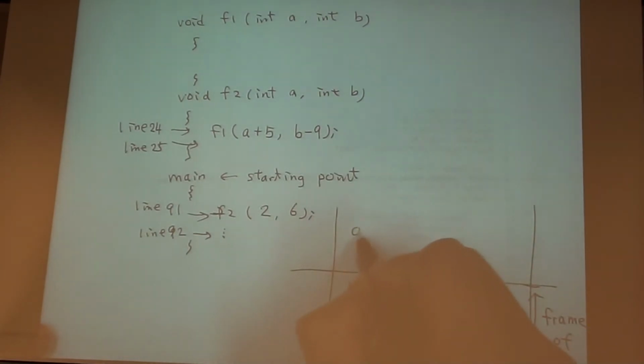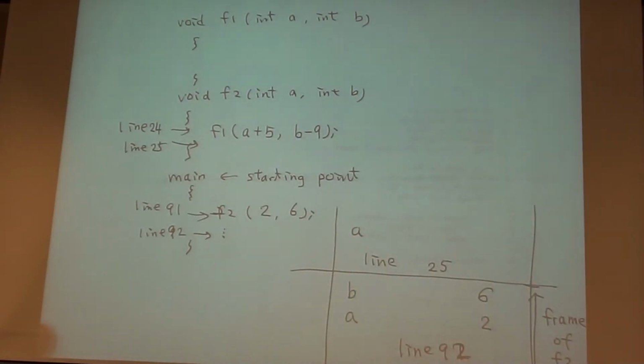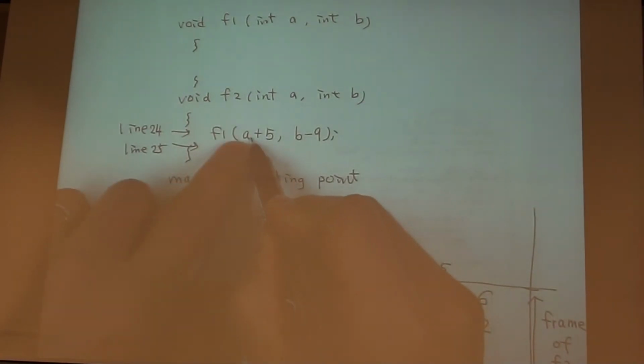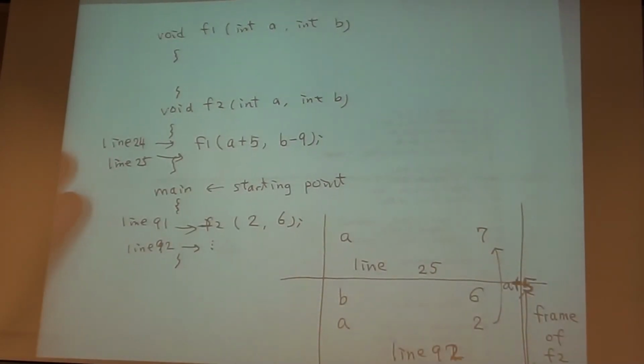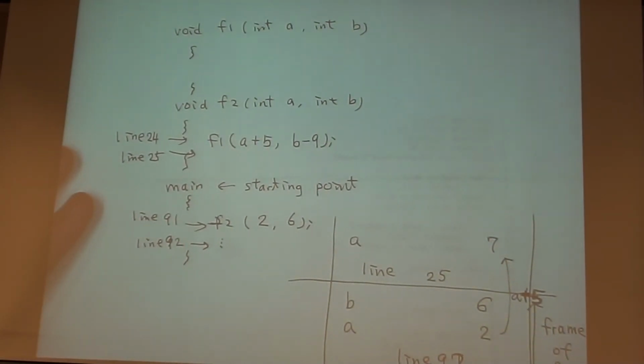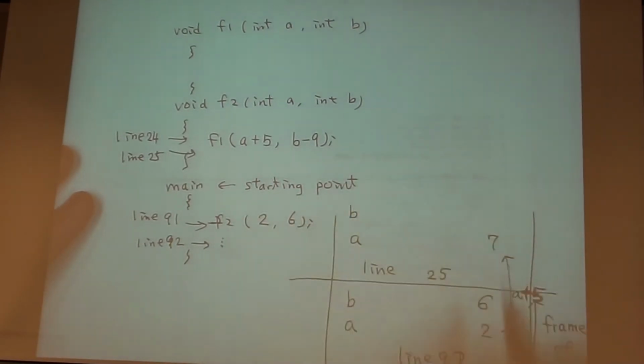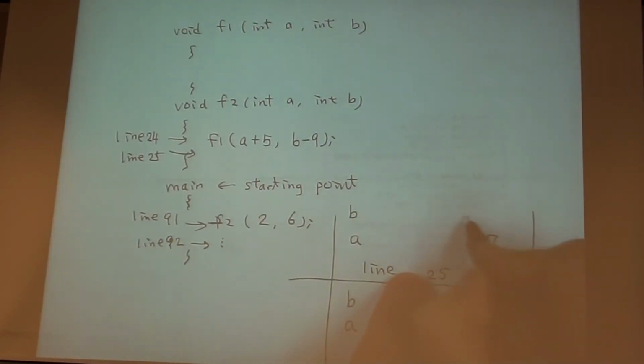Then I have an argument A plus 5. How do you get that? A currently is 2, plus 5 will be 7. This will be 7. B will be, this B minus 9 will be minus 3.